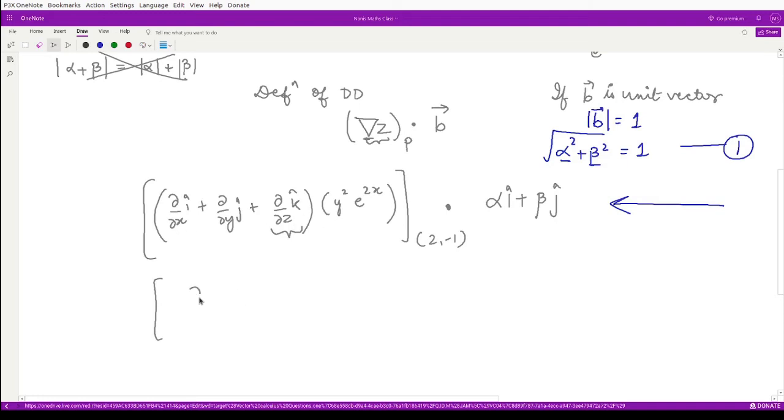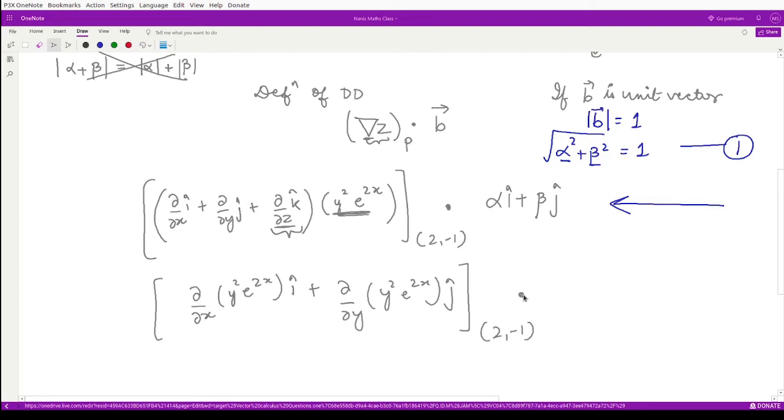So it would be ∂/∂x of (y² e^(2x)) i cap plus ∂/∂y of (y² e^(2x)) j cap, and the component for z would be 0, because when you perform the partial derivative of this function with respect to z, that would simply be 0. So we have the point (2, -1), and we have to take the dot with the vector alpha i cap plus beta j cap, right?